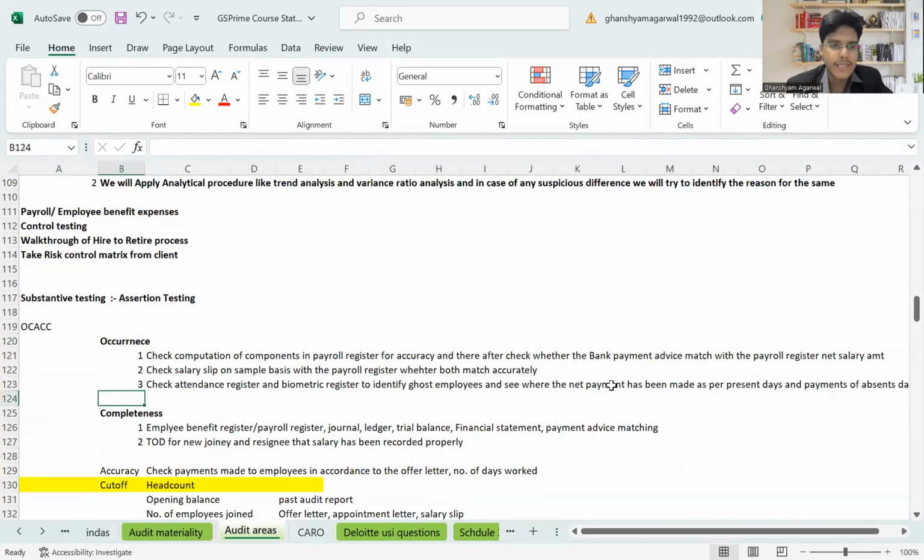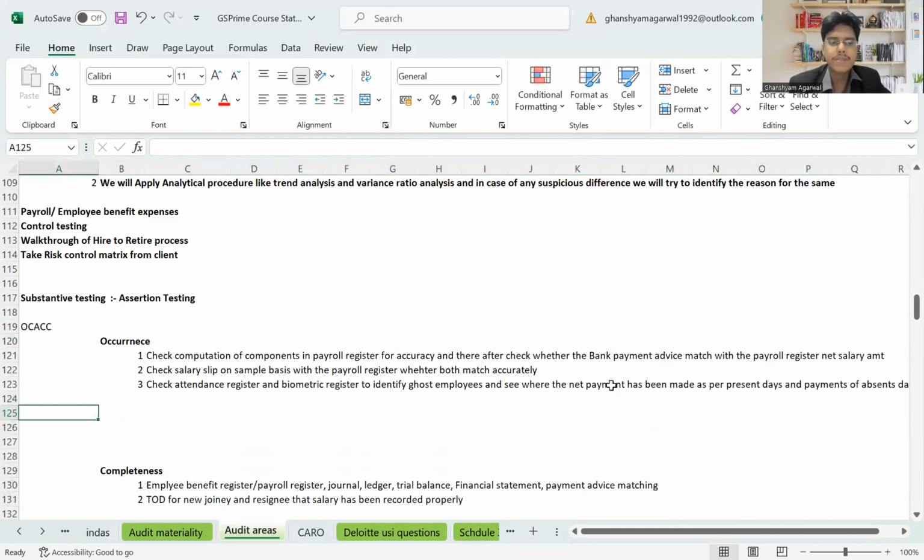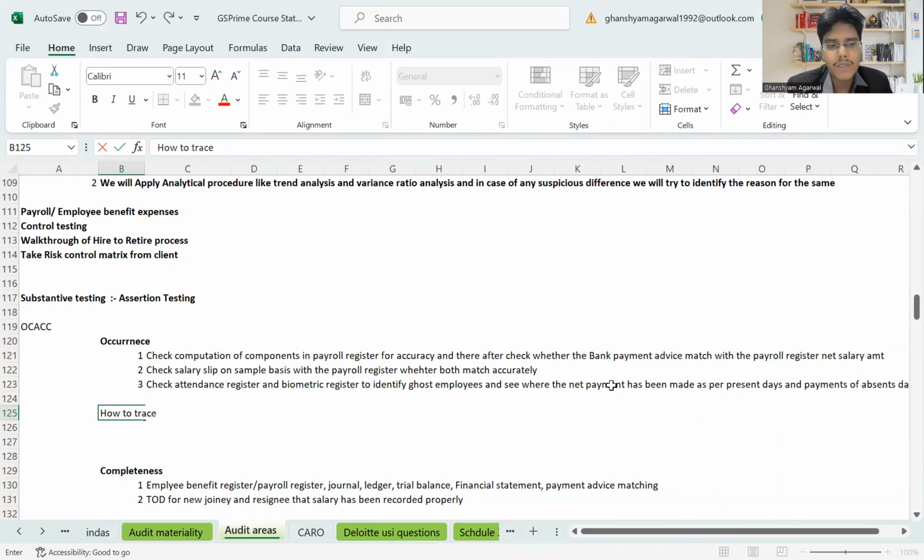This is the question which is asked most of the times: how do you identify or how to trace the ghost employees? For this, I think the answer you can give is that you will check the attendance register. You will check the attendance register for the last 6 months.